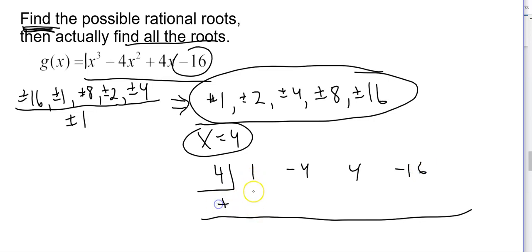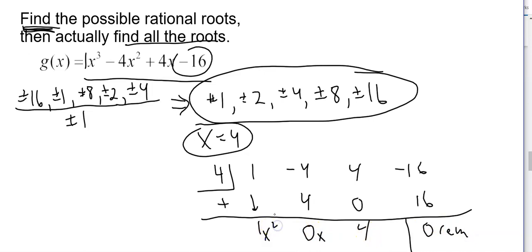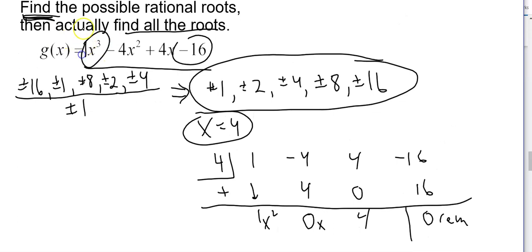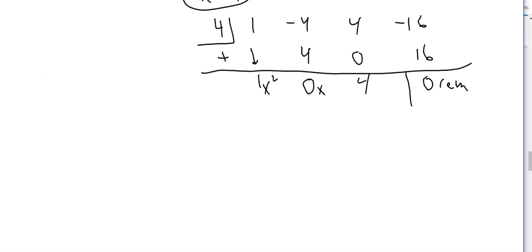You add going downwards, so this is just 1. The first one always just comes down. 4 times 1 is 4. You add, you get 0. 4 times 0 is 0. You add 4. 4 times 4 is 16. All right. So the remainder is 0. Remember, that's our constant, that's our x term, and that's our x squared term. So now we took this from x to the 3rd power. Now we have this one down to a quadratic. This is really a quadratic here.